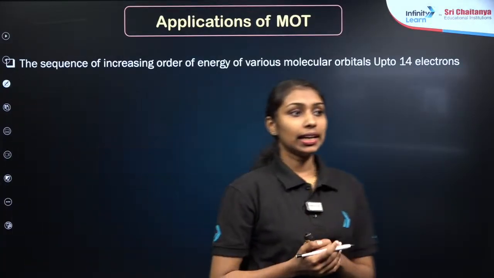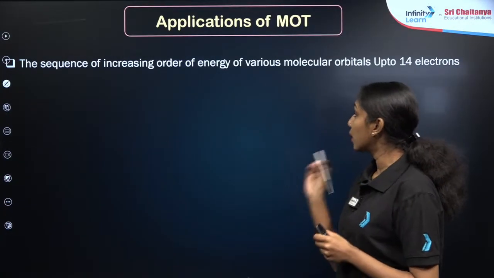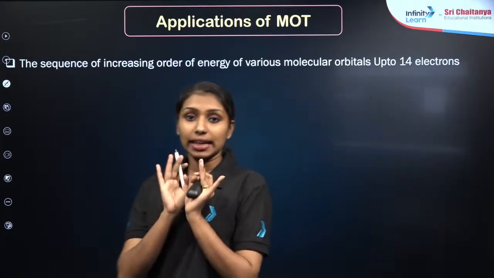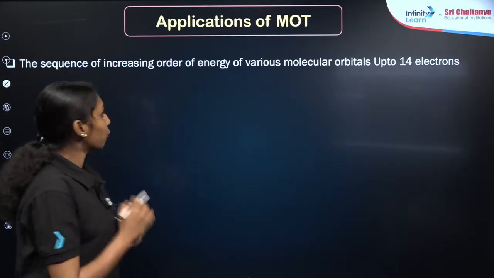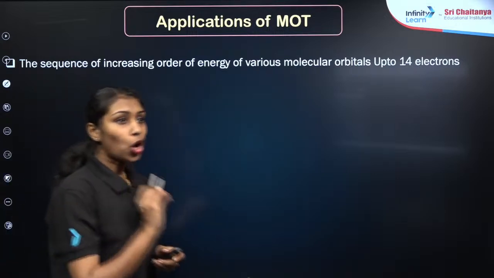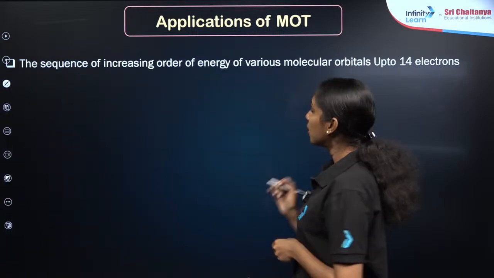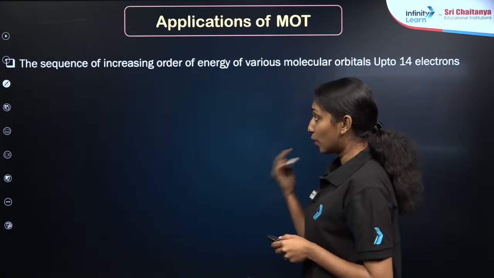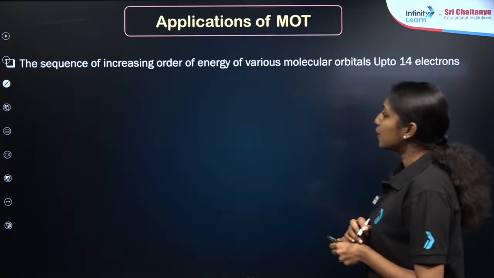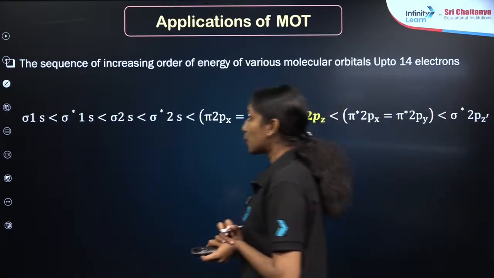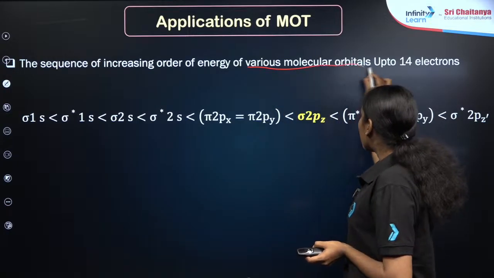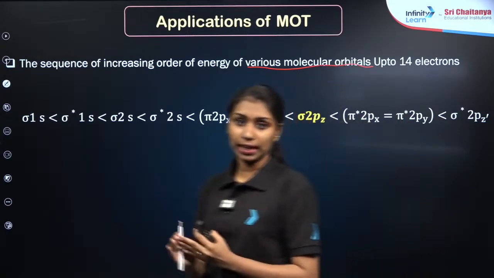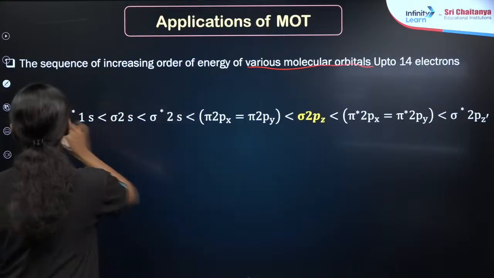Now let us discuss the applications of the molecular orbital theory, that is, writing the molecular orbital electronic configuration of different molecules, right? There will be some order of the atomic orbitals, and there will be an order of molecular orbitals. The first one is the sequence of increasing order of energy of various molecular orbitals up to 14 electrons, right? Up to 14 electrons.